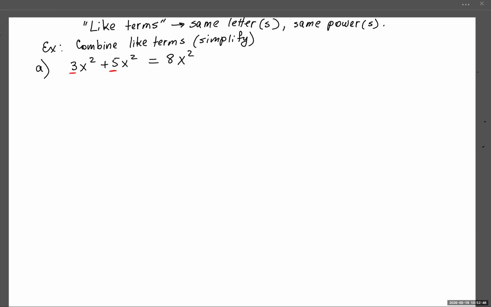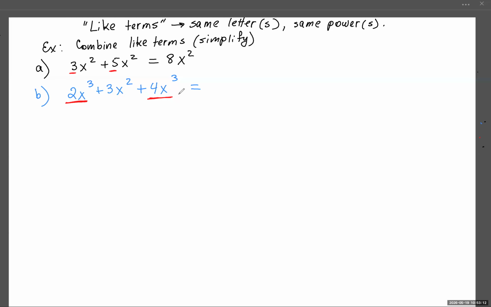Let's add complexity a little bit. So 2x cubed plus 3x squared plus 4x cubed. So this time we don't just have like terms in here, we also have the one that doesn't belong to anything. So we have 2x cubed and 4x cubed.